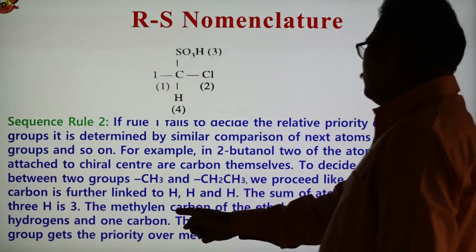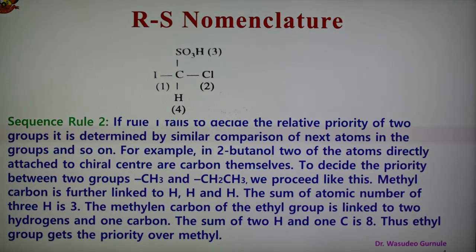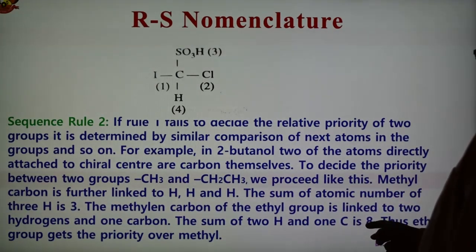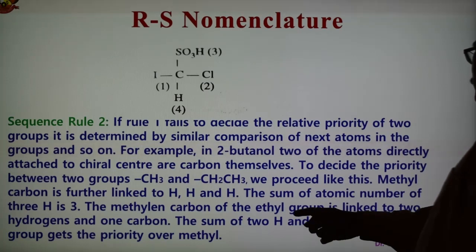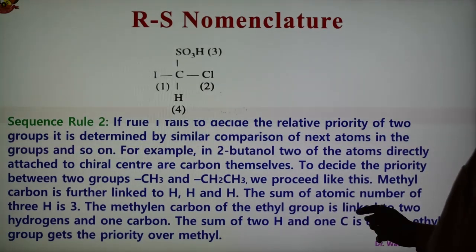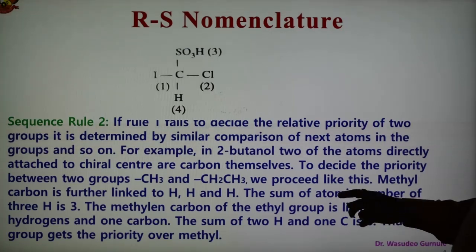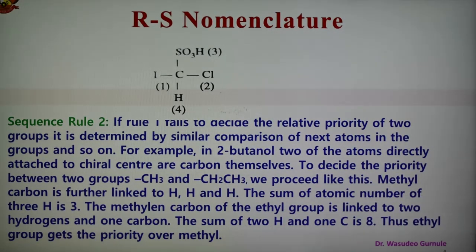So in the case of the methylene carbon of the ethyl group, it is linked to 2 hydrogens and 1 carbon. The sum of the atomic numbers of the 2 hydrogens and 1 carbon is 8. Carbon counts 6 and 2 hydrogens count 2, total is 8. Atomic number of these 3 atoms is 8. Therefore the ethyl group gets first priority over methyl. So the ethyl atomic number sum is higher, 8, and this one is 3. So the ethyl group gets the priority as compared to the methyl group. So this is sequence rule number 2.